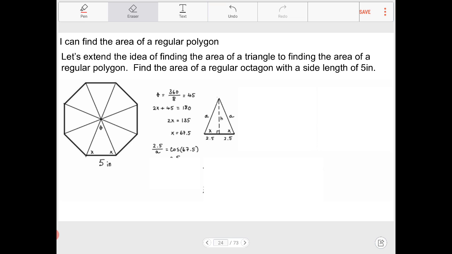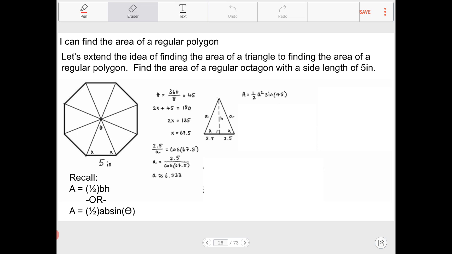So I want to try to isolate A here. If I isolate A, I'll end up with A is equal to 2.5 over cosine of 67.5. I punch this into the calculator. Try not to round until the very, very end. So I have approximately 6.533. Now I know what A is, and recall that the area of a triangle is either 1/2 base times height or 1/2 AB sine theta. I know what A is, so I can find the area of this triangle.